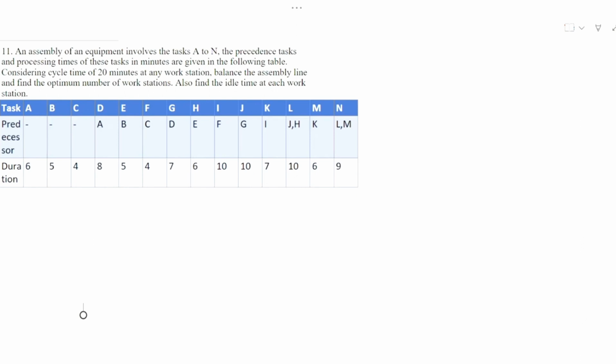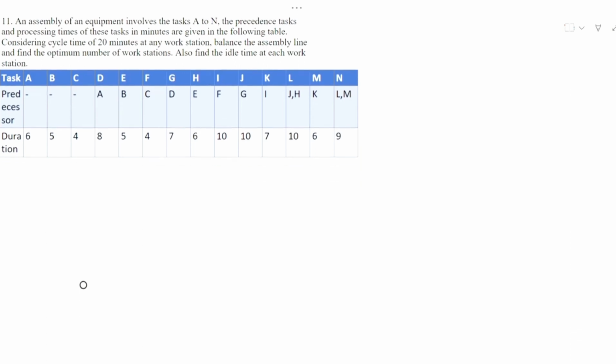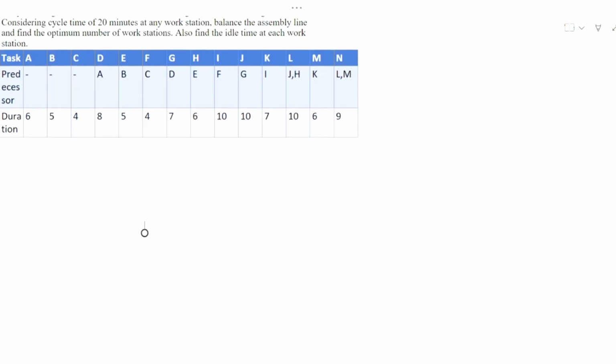So first we will draw our task assembly line. Here the predecessor is A, B, C. They don't have any predecessor. So this will be A, B, C. Now D, E, F have the predecessors A, B, C. So we will just write D, E, F.